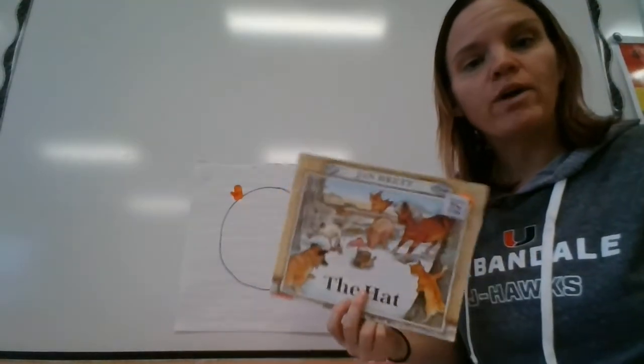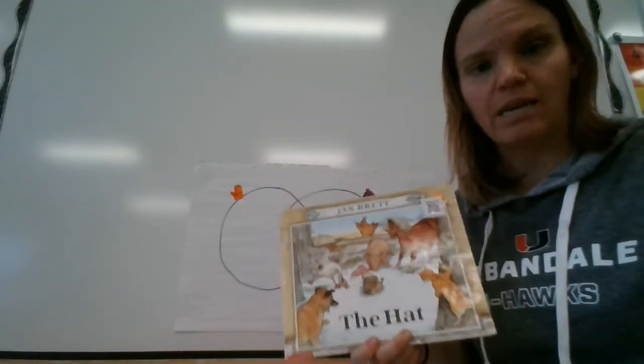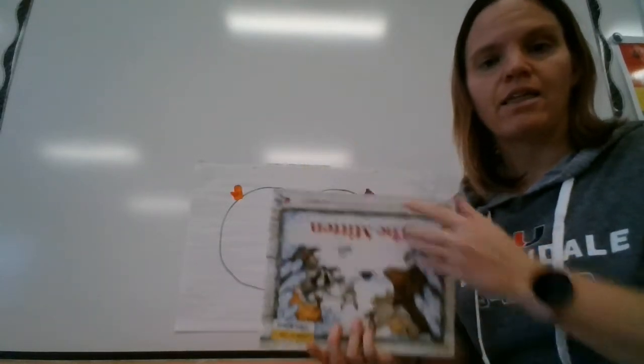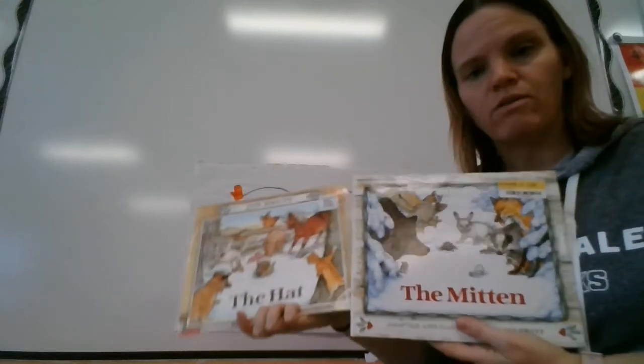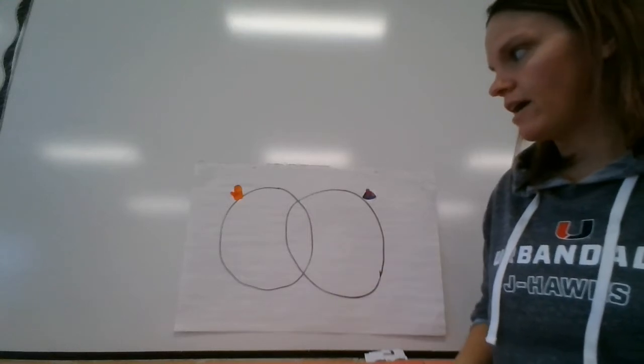And now we are going to compare and contrast. So we're going to find out what's the same and what is different about the hat and the mitten. Okay? So we are going to compare and contrast these two stories using our Venn diagram.